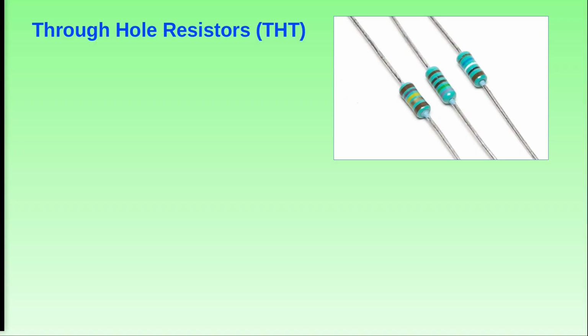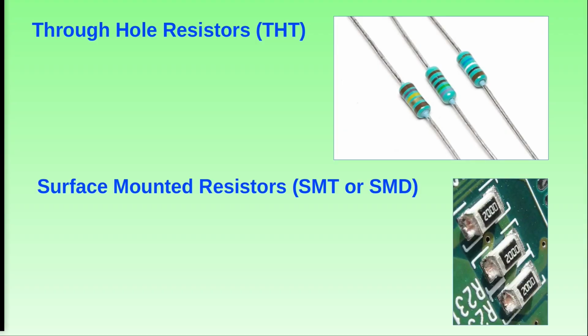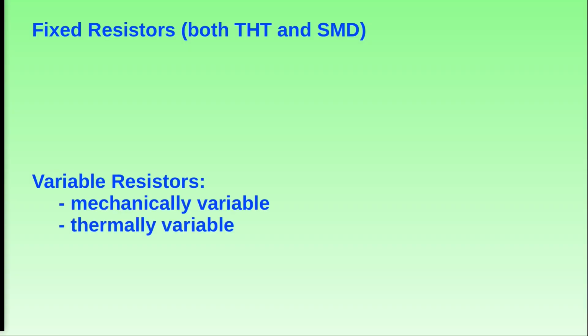Through-hole resistors, or THT resistors, usually in the shape of a cylinder with two wires coming out of them, and surface-mounted resistors, or SMT or SMD resistors, usually in a cubic and small shape. We can also categorize resistors as fixed or variable. All fixed resistors can be either THT or SMD resistors. The variable resistors can be mechanically variable, or thermally variable, or electromagnetically variable.